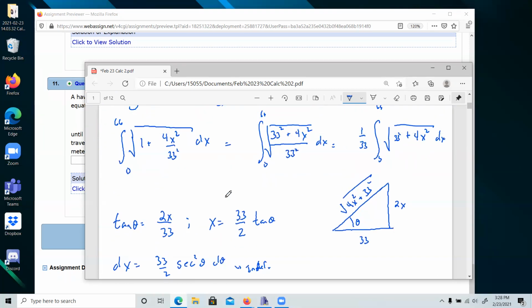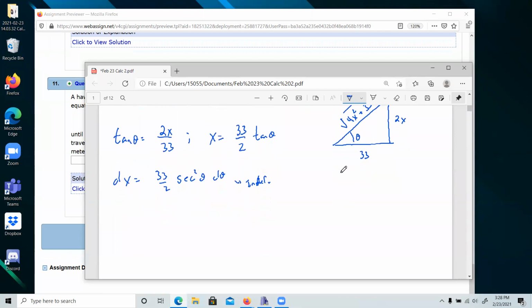Okay, so what do we have here? Well, let's go ahead and do it the way your book likes to do it. So we've got the integral of the square root of 33 squared plus 4 divided by 33 over 2 tangent theta squared, because that's x squared. This is x squared. And instead of dx, we're going to have 33 over 2 secant squared theta d theta.